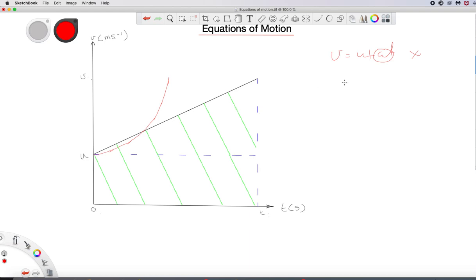If we were to say, well, we said before that s was u plus v over 2 times t. Well, it isn't, is it? Because s is this area, and that isn't u plus v over 2 times t. So hopefully you can see that the equations of motion do not apply if the velocity time graph is anything other than a straight line. It doesn't have to be proportional through the origin. It does have to be linear though. So that is an important point to remember.